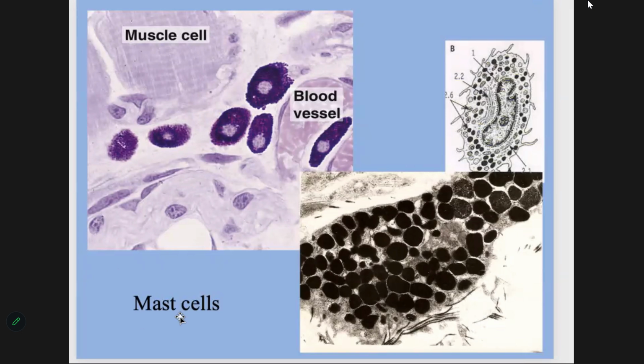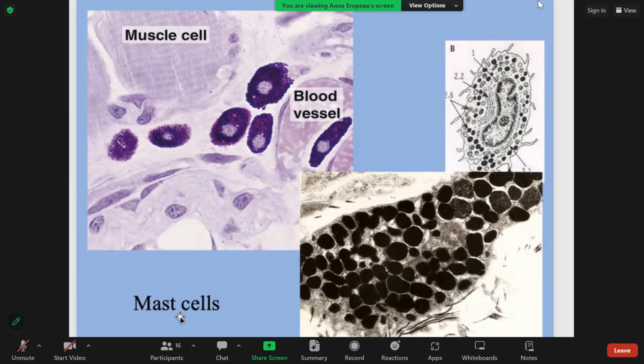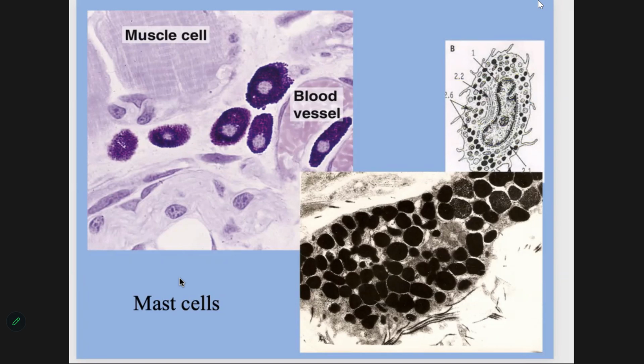of loose connective tissue. Students, everything is okay? All slides are visible? Yes, Doctor. Sound good?